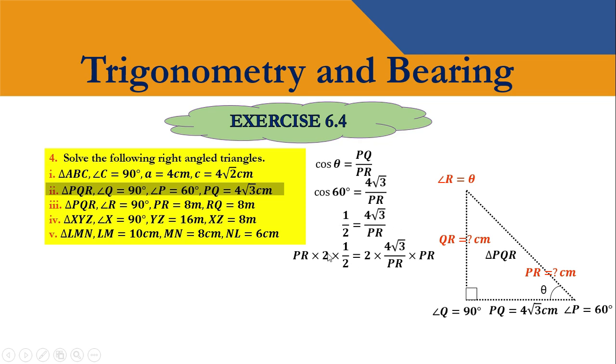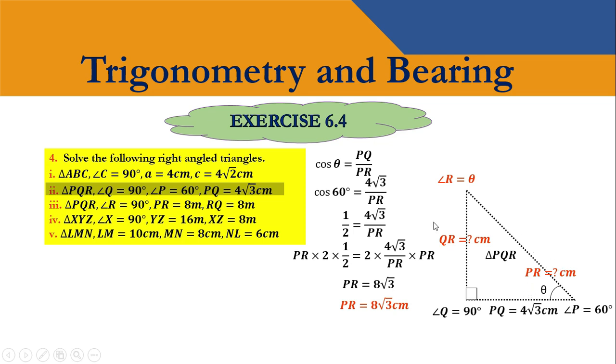Multiplying this whole equation by 2 on both sides and PR on both sides, the equation will be turned into this. 2 will cancel from this side and PR will cancel from this side. So PR, the length of the hypotenuse, is equal to 8 under root 3. So now we have two sides of the triangle.